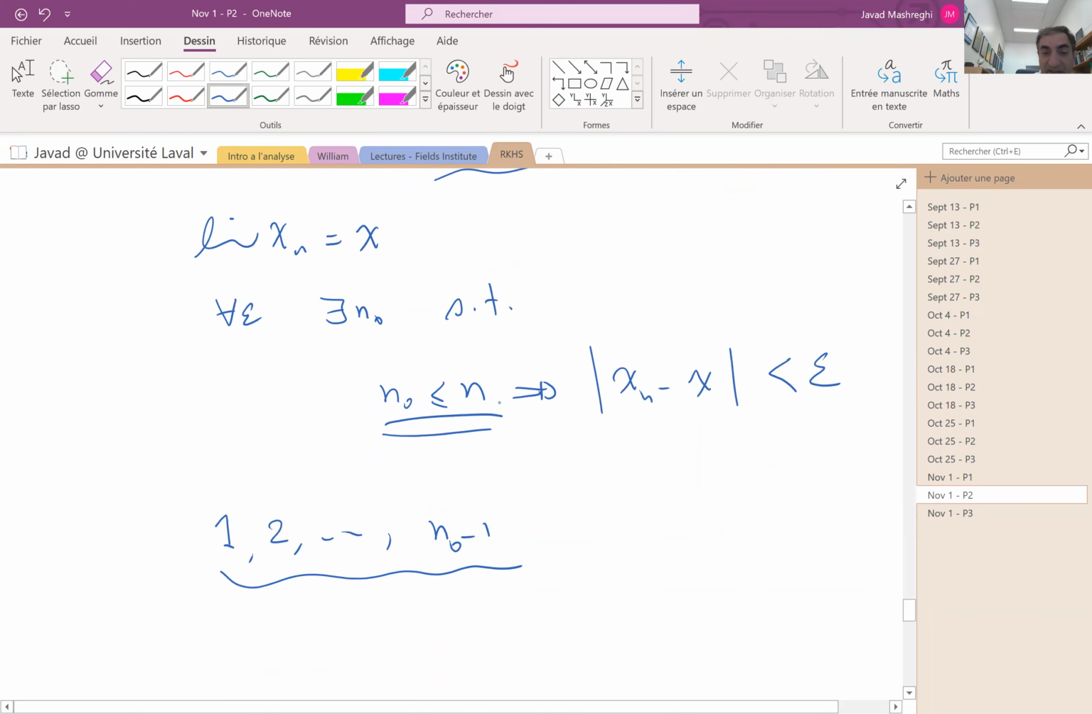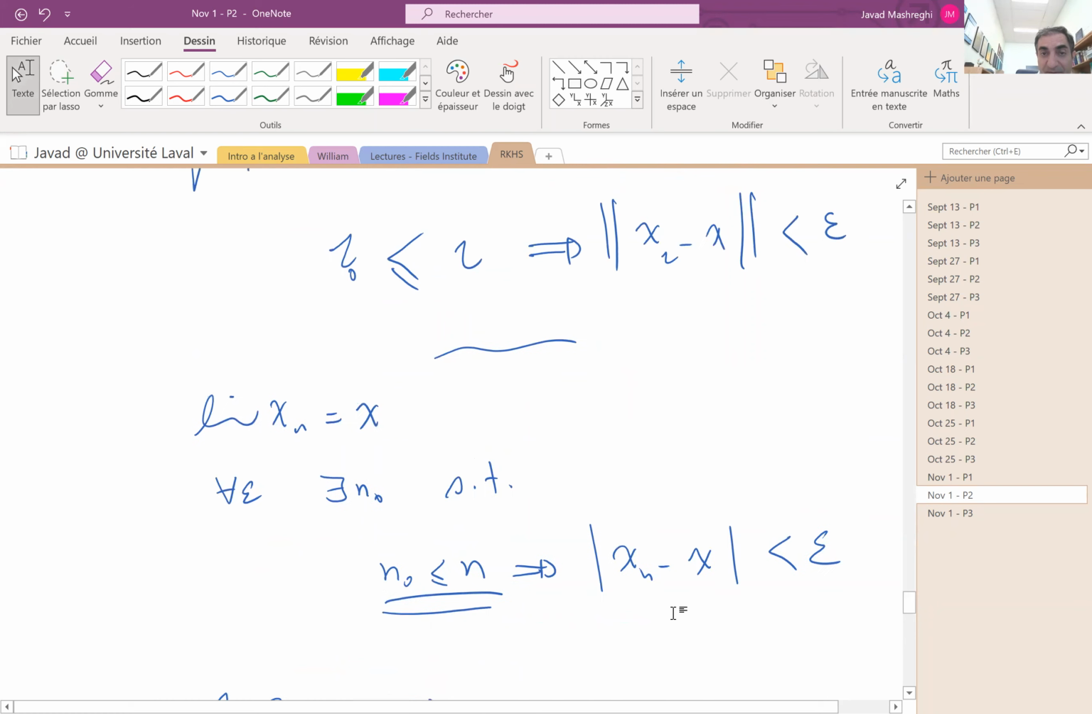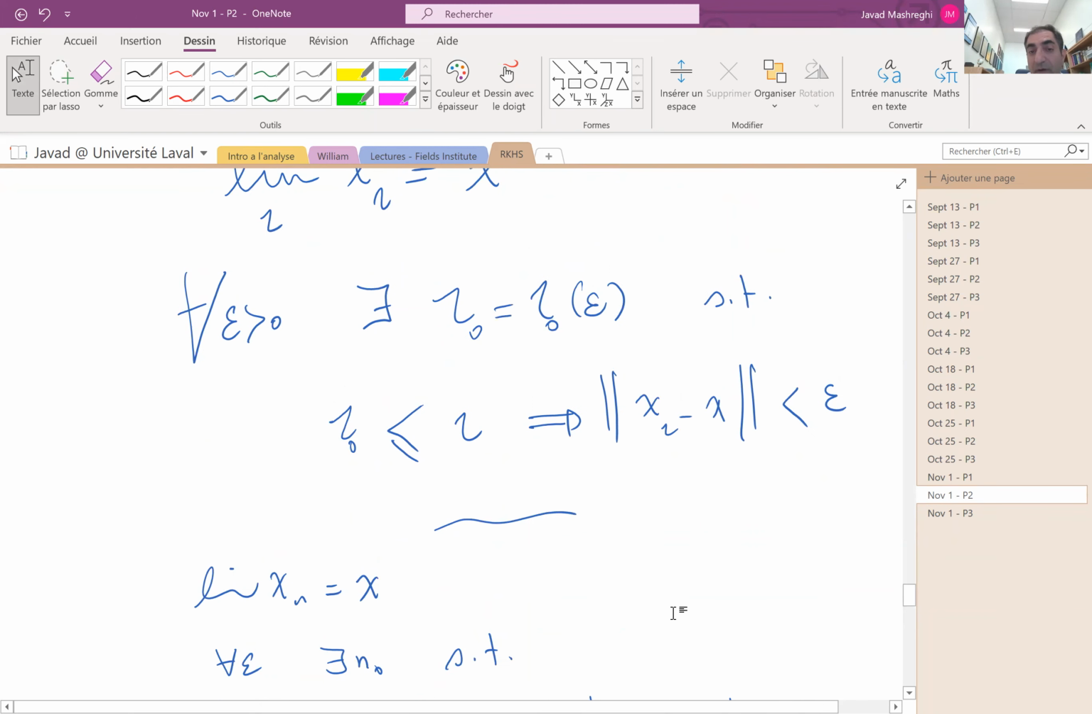However, this is not the case here. If iota is bigger than or equal to iota 0, then okay, that works. But what are the indices for which this is not true? Which indices are not counted here? Not necessarily a finite number of them. It could be infinitely many. And that's important to keep in mind.